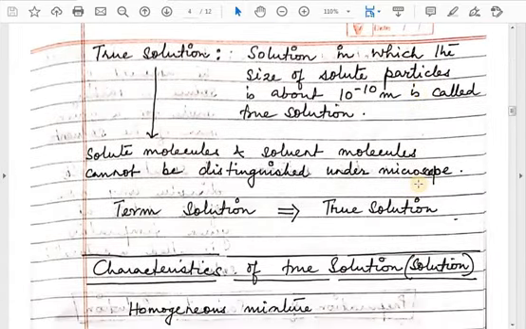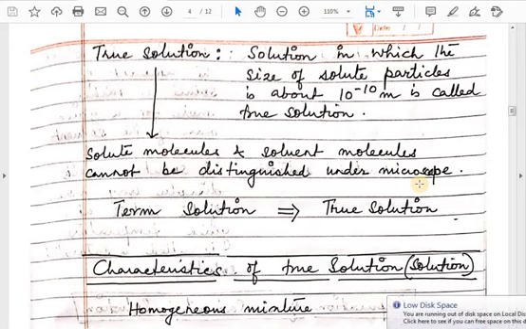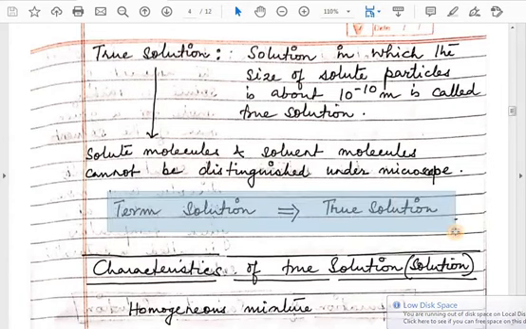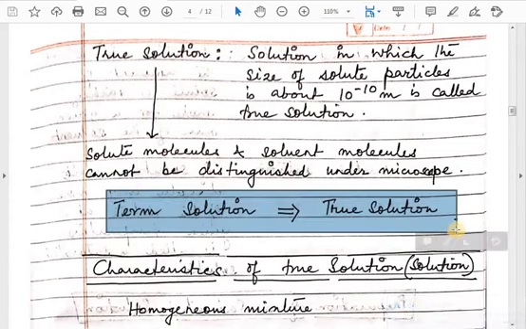Now come to the true solution. What is true solution? The solution in which the size of the solute particles is about 10 to the power minus 10 meter is called true solution. Here in true solution, solute molecules and solvent molecules generally cannot be distinguished under a microscope. In common use, we will generally use the term solution, which actually means true solution.